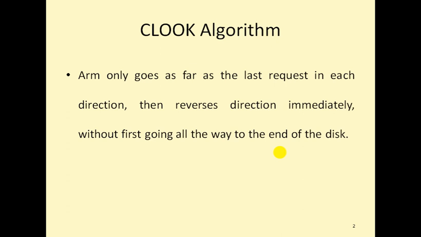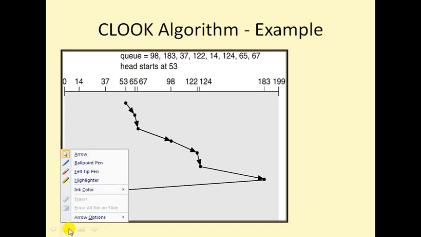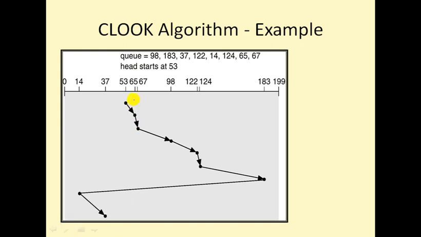Now we will understand this algorithm by taking one example. I am taking the same example for all the algorithms so you can easily understand. So here the queue has some head requests and our head starts at position 53. From 53 it moves toward the maximum track number available. It takes this direction. From 53 it starts and goes to 65.